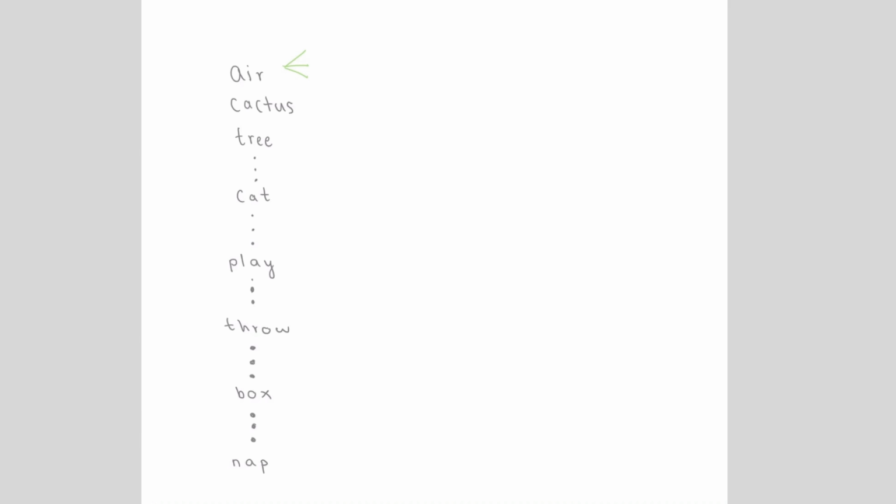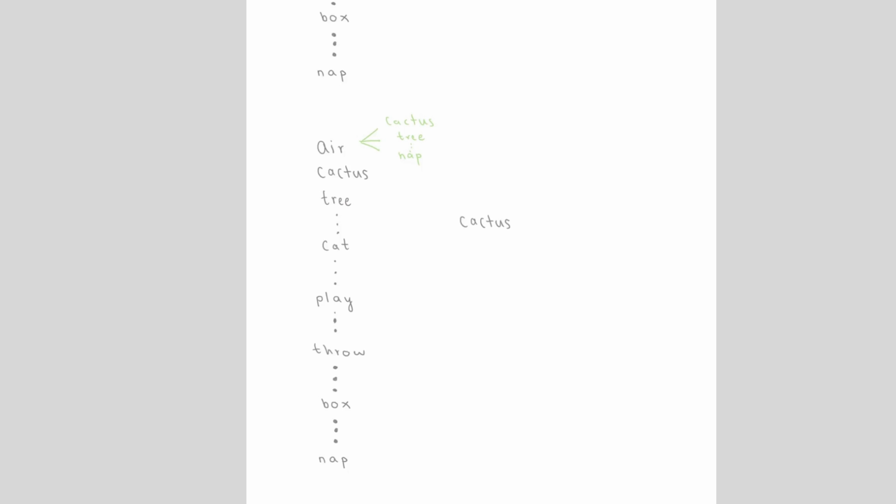So let's say air is the first word, and the next word after air is cactus, and it will pair with the next word, which is tree, and it does the same process all the way to the last word, which is nap. The process is repeated from the first word all the way to the last word.